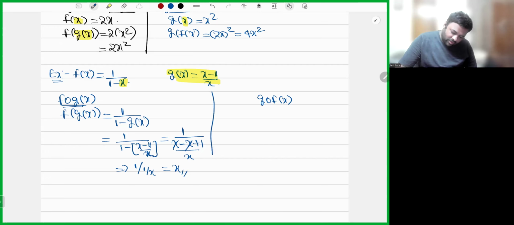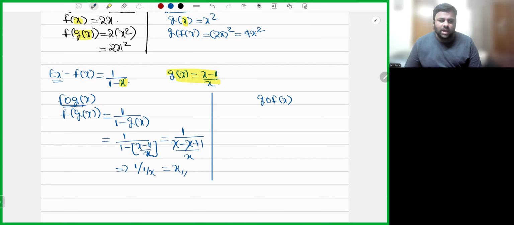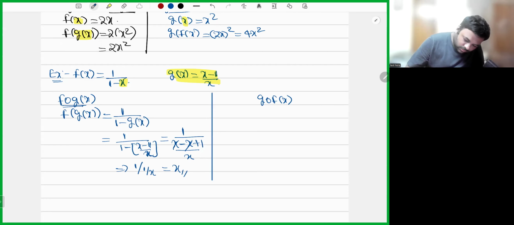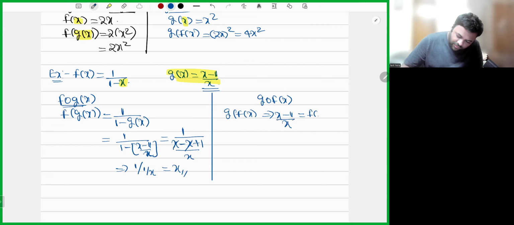Now g of f of x. You are merging the two functions again together. g of f of x. What is g of x? x minus 1 by x, right? Now instead of x, I'll substitute f of x. f of x minus 1 by f of x.